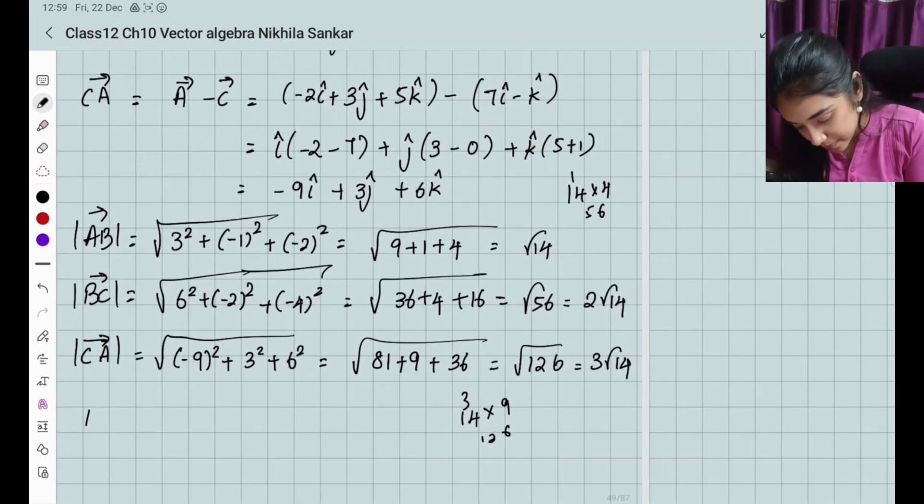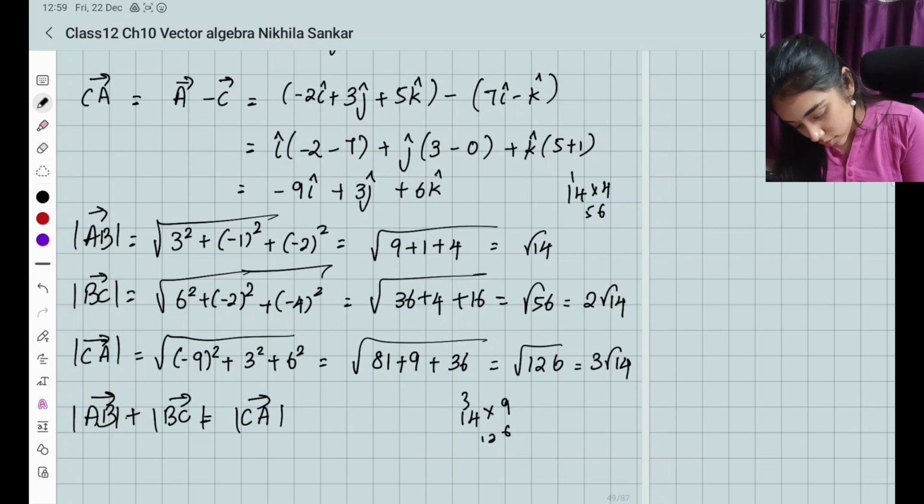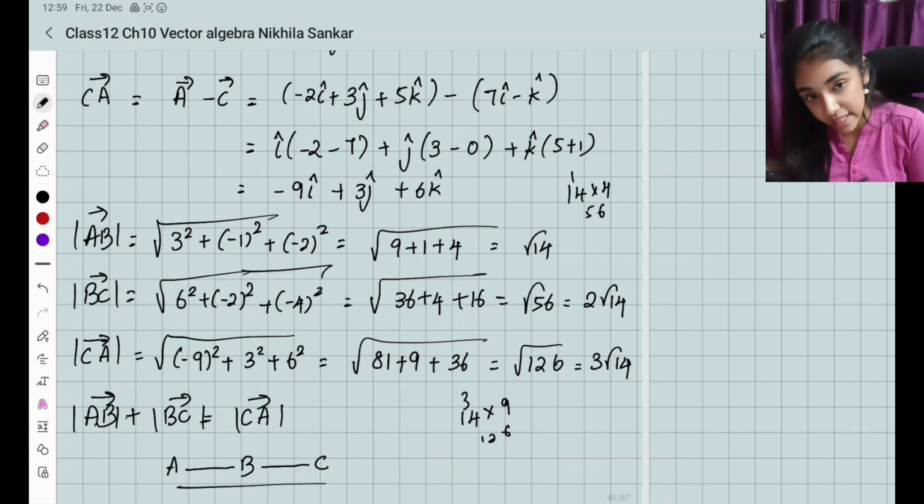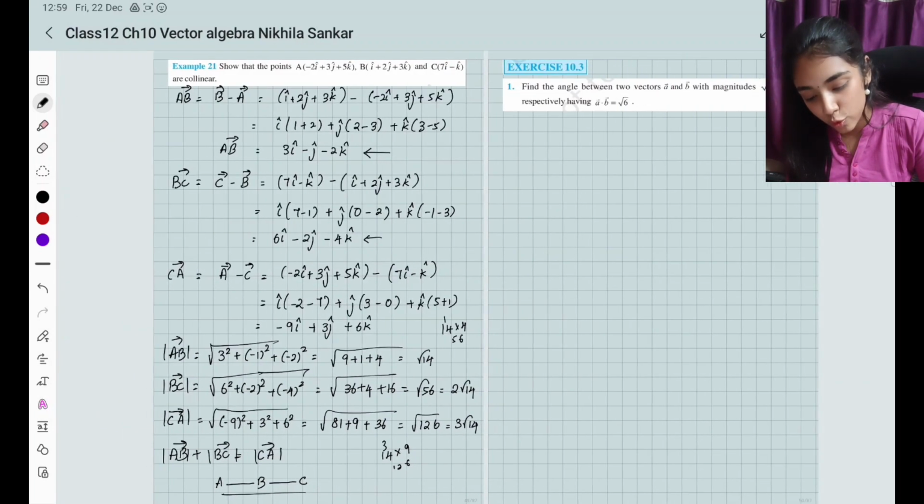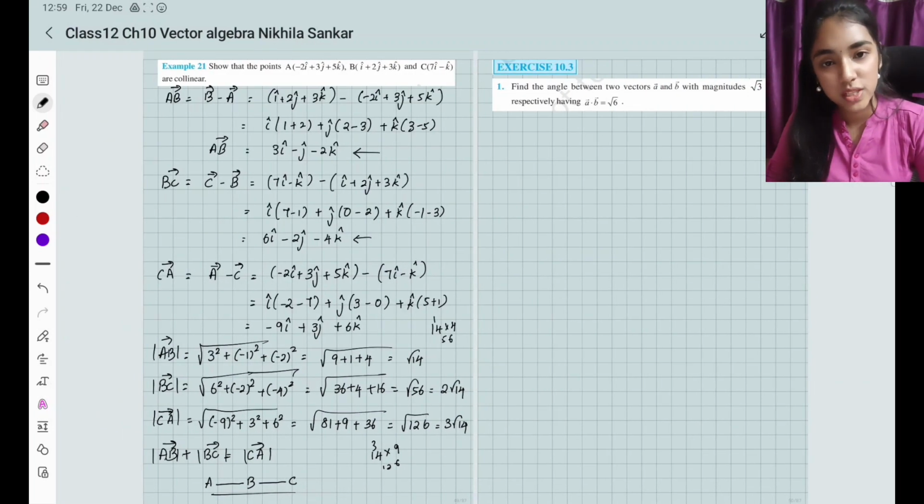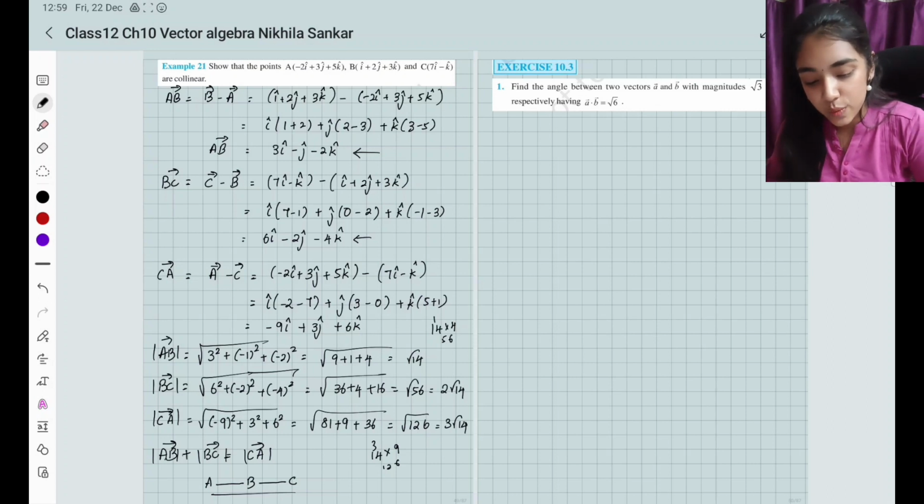I see that AB plus BC equals CA. What does that mean? I have A, B, C, which means AB plus BC equals CA. They are all in one single line. So we proved that they are collinear. Okay? Understood? That's all, as simple as that. So with this we are done with the example questions. Let's move on to exercise questions.